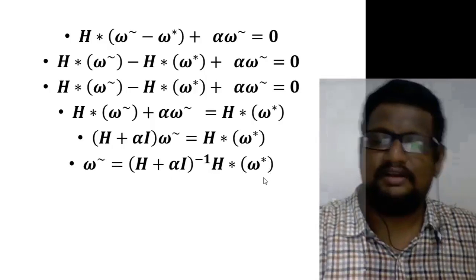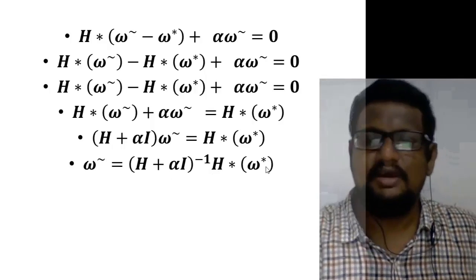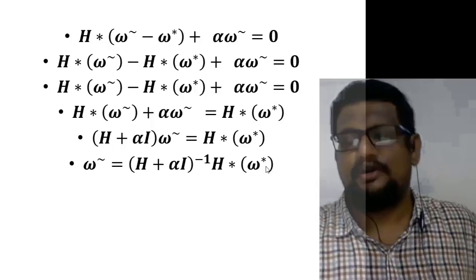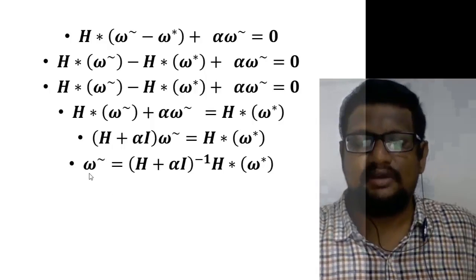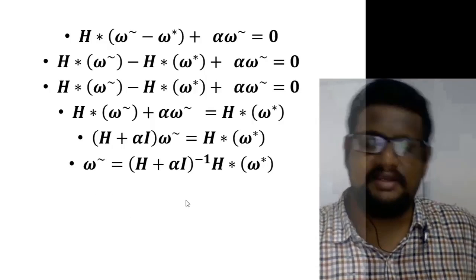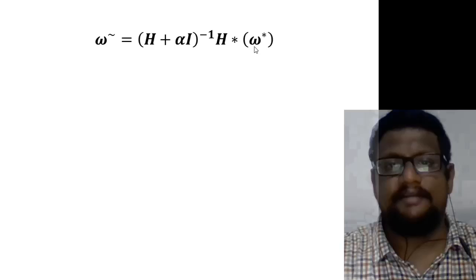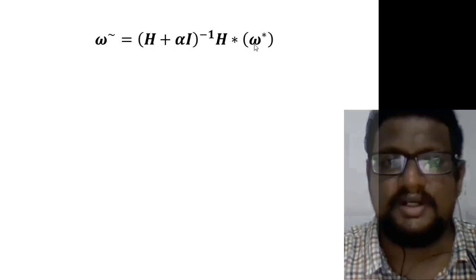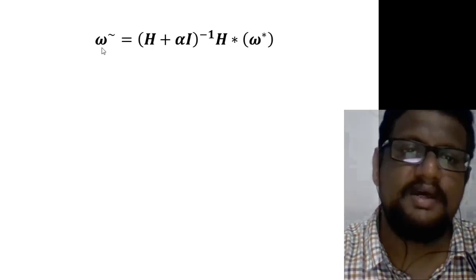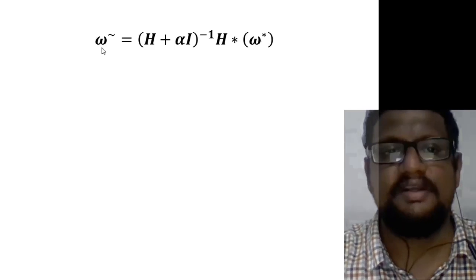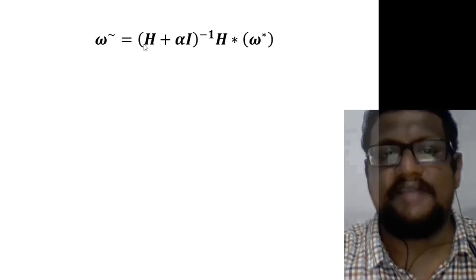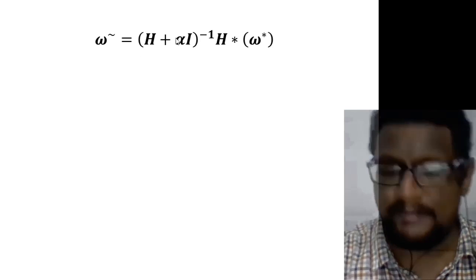You may be familiar with all the terms here. Omega star is the unregularized weight, and omega cap is the regularized weight, h is the Hessian matrix, and alpha is the hyperparameter. So the unregularized objective function and unregularized weight w star become the regularized function and regularized weight w cap, and we have the Hessian matrix h and alpha the hyperparameter.